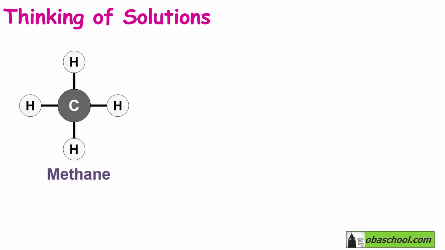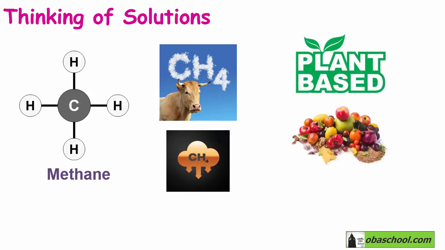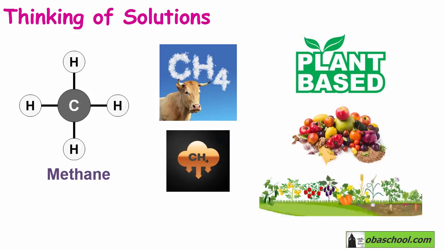What about methane gas, CH4? The methane produced from cattle could be decreased if there was less demand for beef. And thus, plant-based diets offer a more efficient use of land, with farmers using their fields to grow crops and vegetables rather than to feed animals.